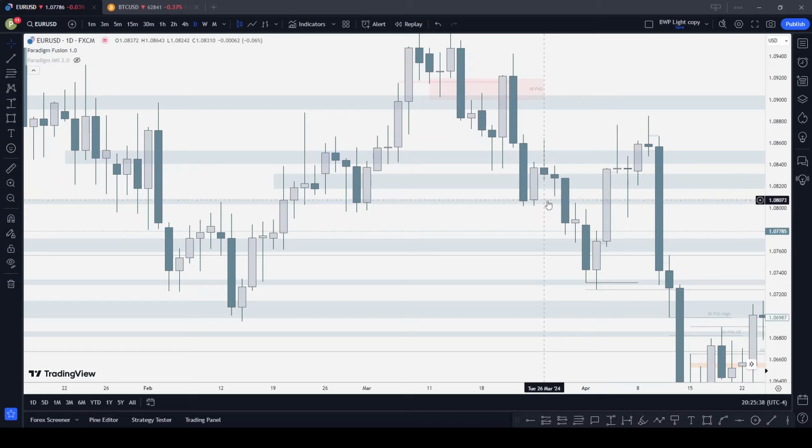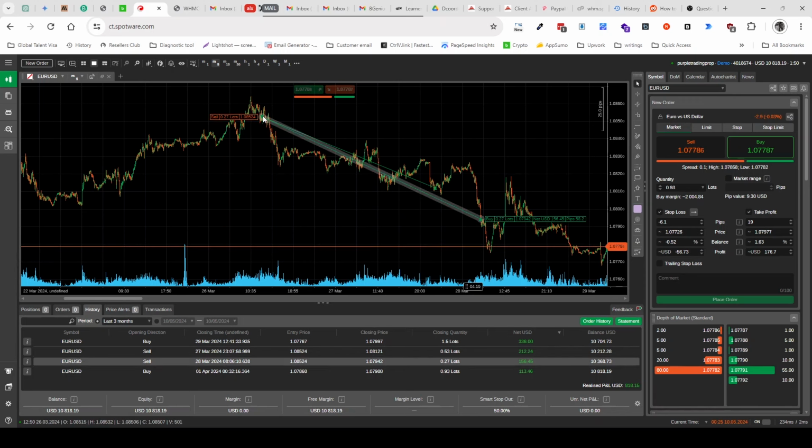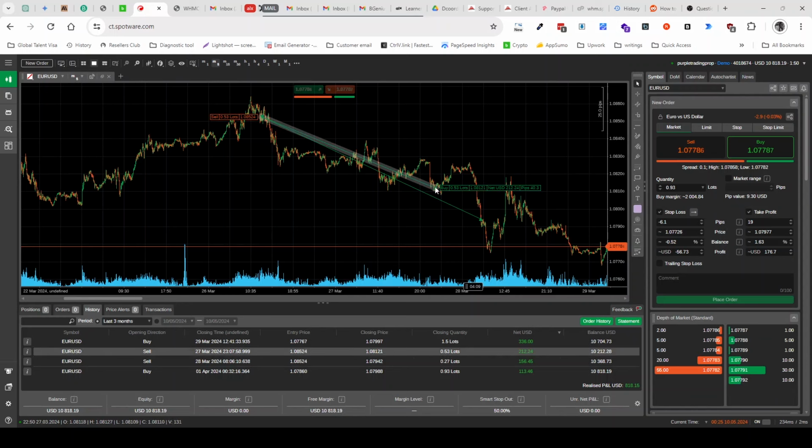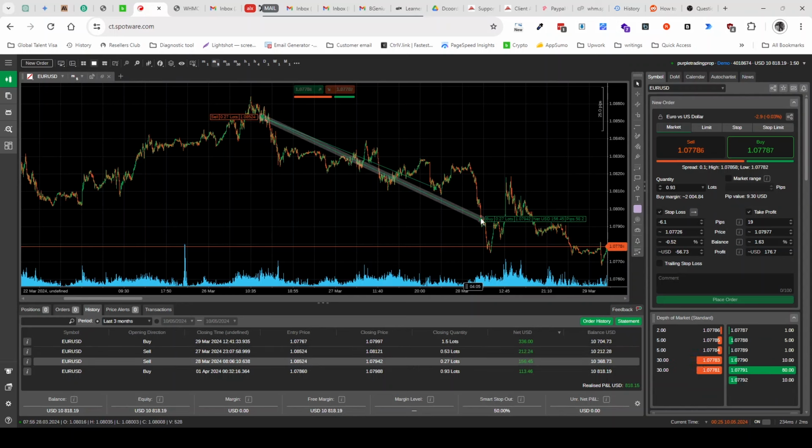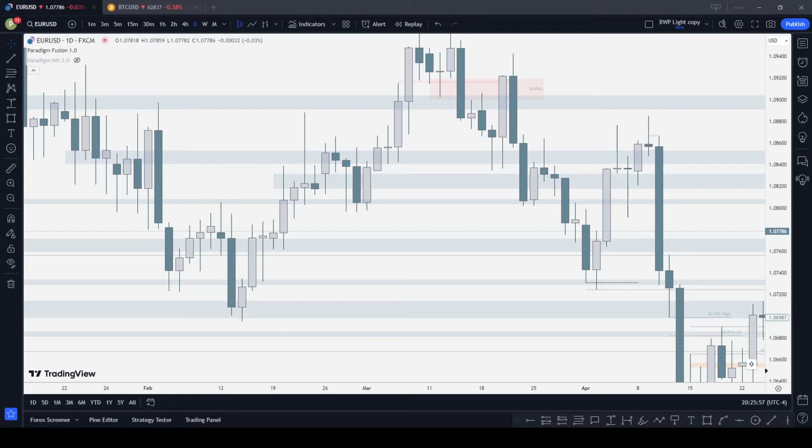This is March 26. Okay, so this was exactly what I used to frame this short, rather. I took the short here and I took my first profit here, right? And I closed the rest right there. So this is the price action here. I went short somewhere around there. So you can see that this works.